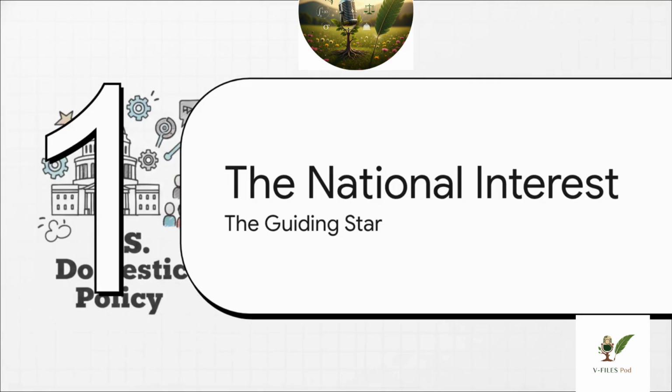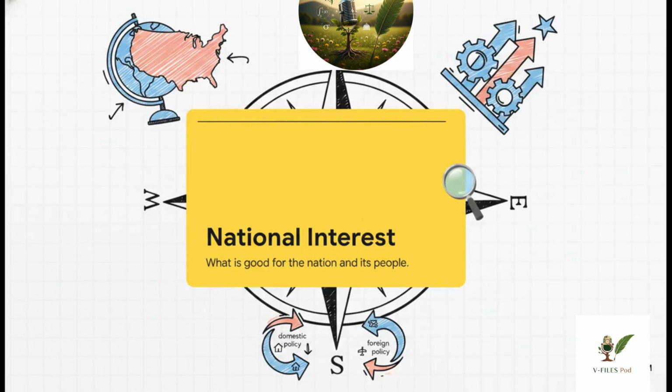Section 2, the national interest. The guiding star. So, the crucial point is, now that we understand the basic difference between home and away policies, we've got to look at the why behind international actions. The absolute guiding star is the national interest. This is simply defined as what is good for the nation and its people. Before any overseas action is taken, leaders have to ask themselves if it ultimately serves this fundamental national interest.